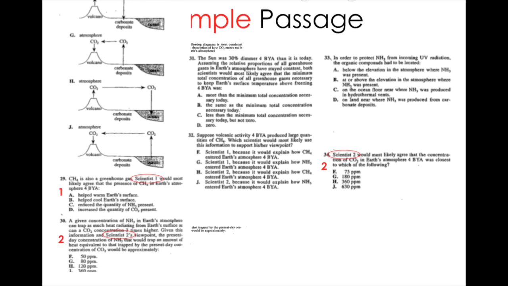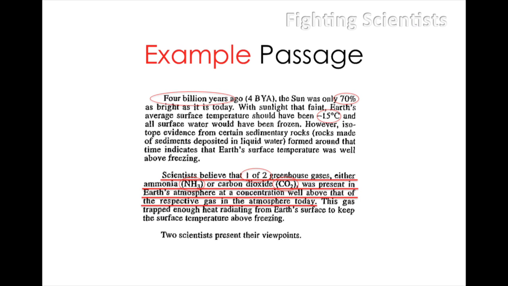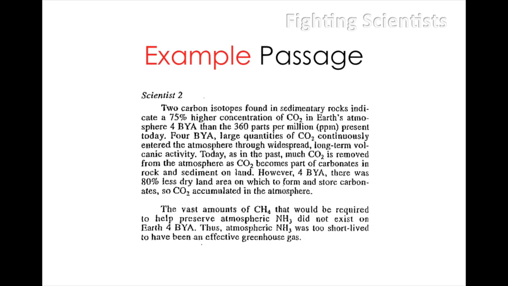Then I'll turn straight to the introduction. I'll read through the introduction while underlining italicized words and circling numbers. I'll also underline the main argument of this passage, which is whether the greenhouse gas present in the atmosphere was NH3 or CO2. After reading the introduction, I must decide which scientist to analyze first. Because there are more references to Scientist 2 within the questions, that is the scientist I should start with.